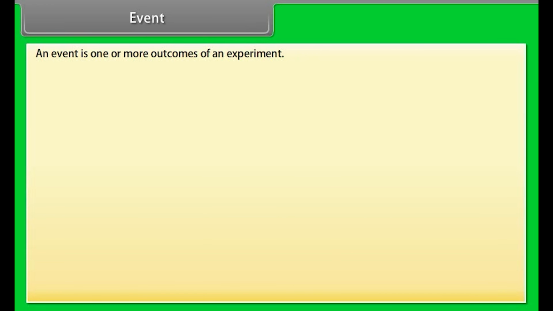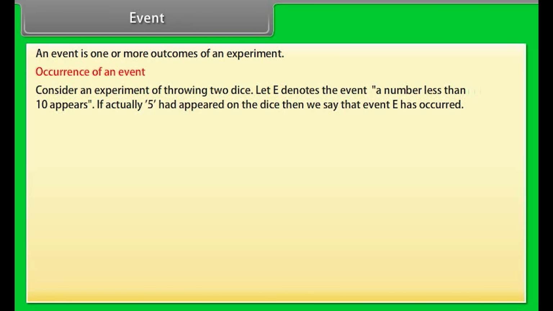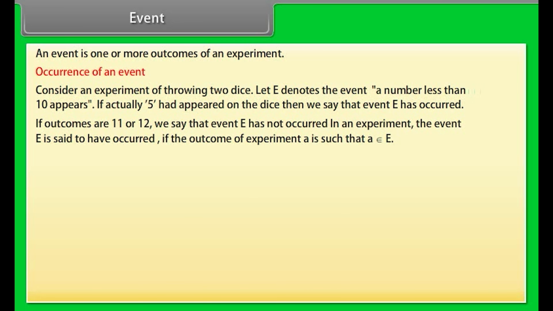Event. An event is one or more outcomes of an experiment. Occurrence of an event. Consider an experiment of throwing 2 dice. Let E denotes the event: a number less than 10 appears. If actually 5 had appeared on the dice, then we say that event E has occurred. If outcomes are 11 or 12, we say that event E has not occurred.